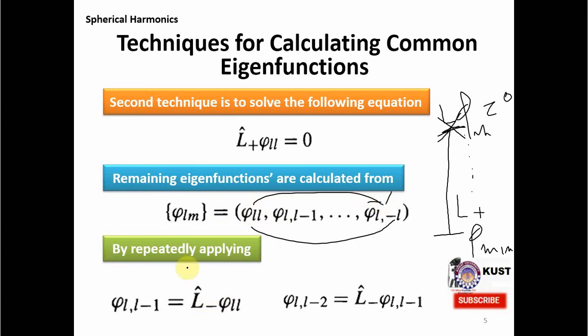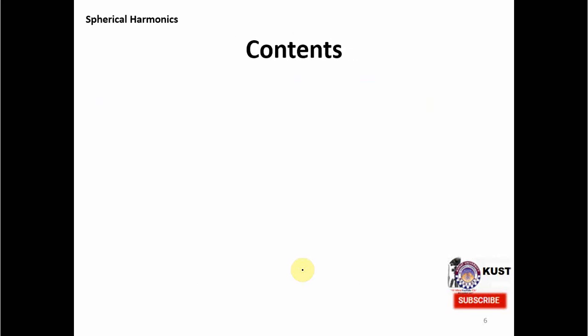So the L plus and L minus techniques are just the same; the only difference is going from up to down or from down to up. These are the two major techniques we can use to calculate the common eigenfunctions of the orbital angular momentum L square and its Z component, Lz. This was the first part of our lecture, in which we recalled from previous lectures how we can calculate the common eigenfunctions of L square and Lz.